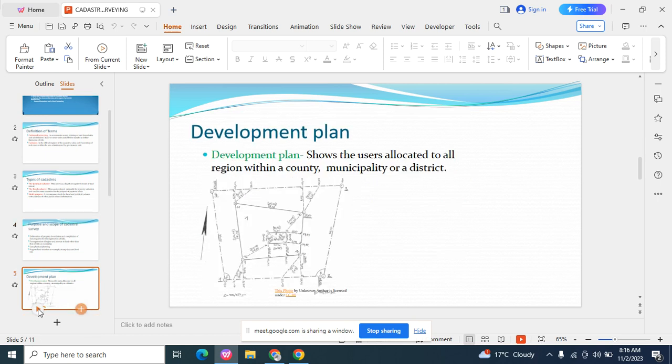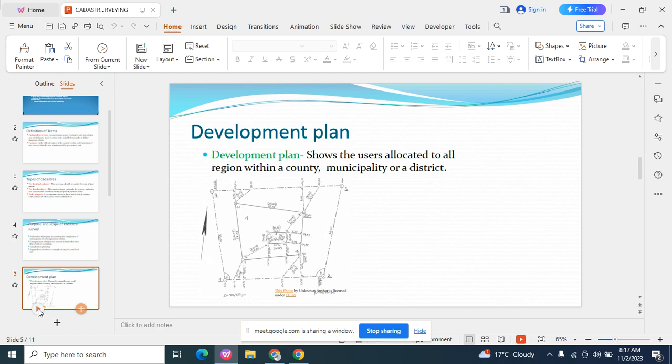Then the next one is a development plan. As you see in my slide, there is a picture of a development plan whereby it shows uses allocated to a whole region or a country or a municipality or a district. This development plan aims at guiding planning of a smaller portion of a region or a municipality, such as individual ownership, and it assists in allocating land to citizens for development. Then we go to the next slide.